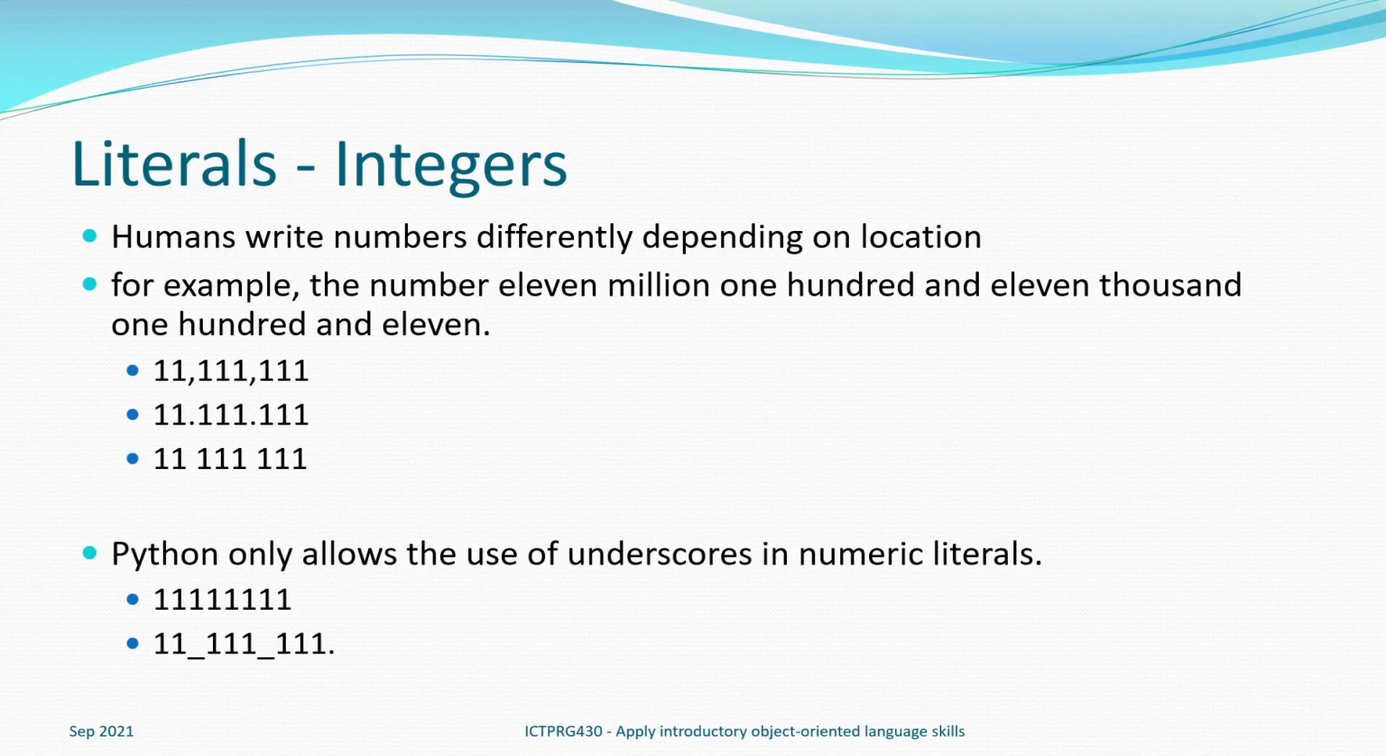Now, depending on where you are in the world, you will represent large numbers with either commas or decimal points or spaces to break it up between your groupings of the thousands, hundred thousands, millions, etc. Python doesn't allow you to do this. It's got to be consecutive numbers, or if you want to have it more readable, we can use an underscore to do those spaces so that we can read the number easier.